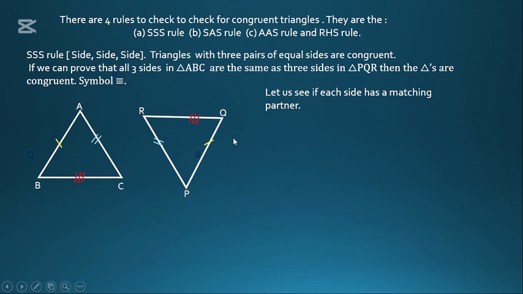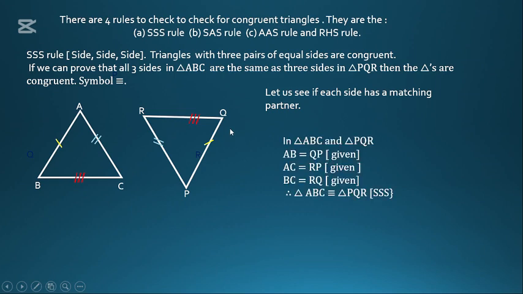We always write it out like this. You first say in triangle ABC and triangle PQR. Because we're talking about triangle ABC first, we write that information first, and PQR second, we write that information secondly. So we say AB, yes, is equal to QP. Remember, they are marked the same. And because they are marked the same, they are given. That's the reason: given.